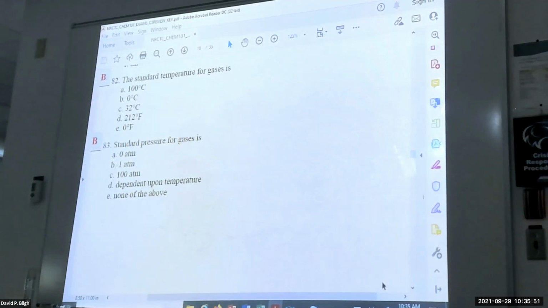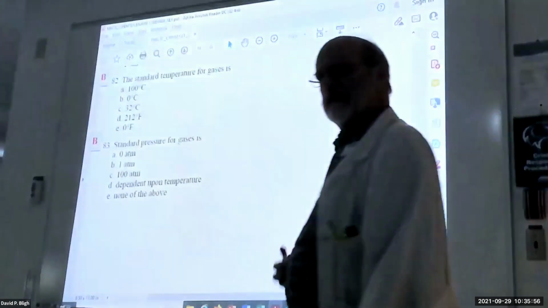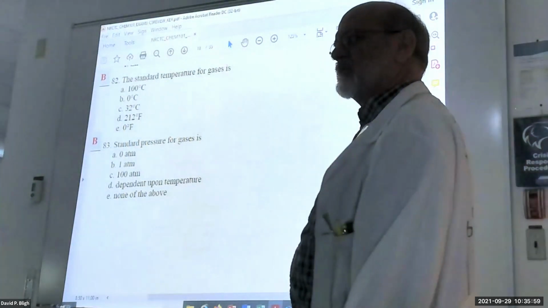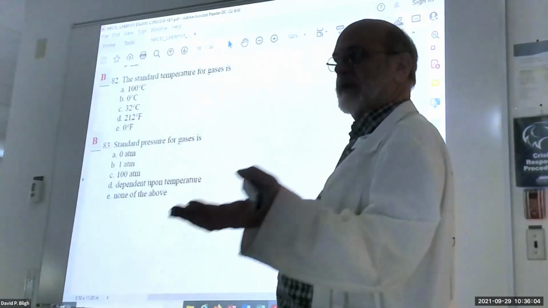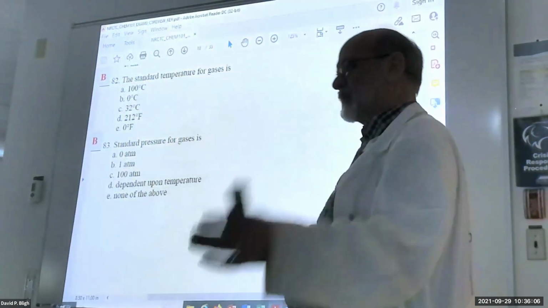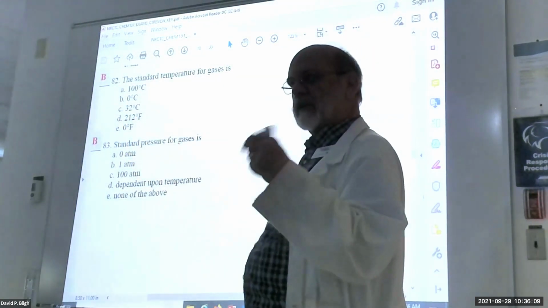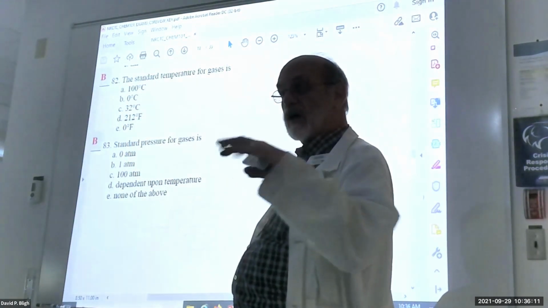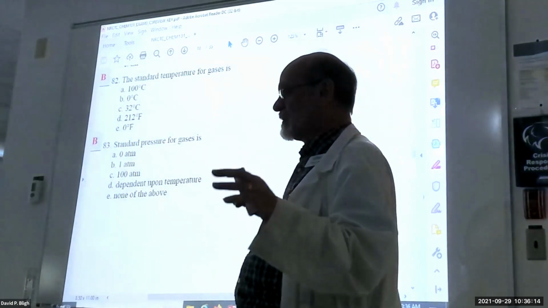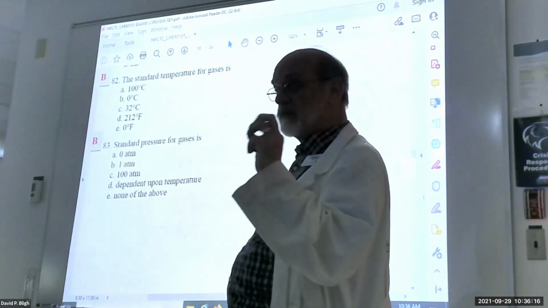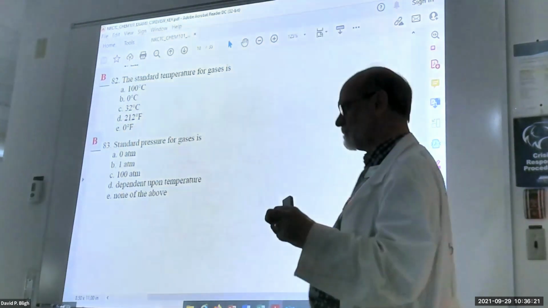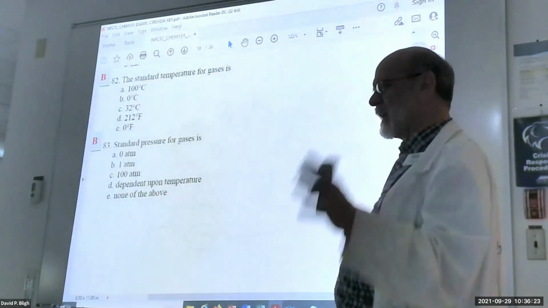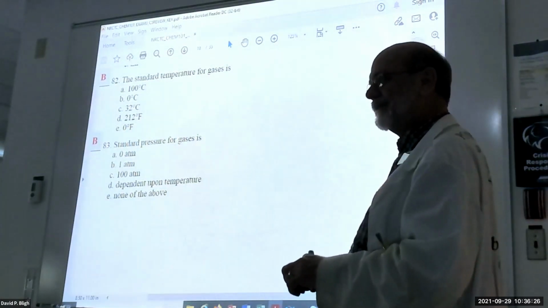The standard temperature for gases is what? Did I tell you this one? What's the standard temperature for gas? You know, STP, standard temperature and pressure. Standard pressure of gas is 1 atmosphere. That's the same for all chemistry. But the standard temperature for gas is different than the standard temperature for all other chemical processes. Standard temperature for gas is 0 degrees Celsius, right? Which is 273 K. Everything else in chemistry is 25 degrees Celsius.